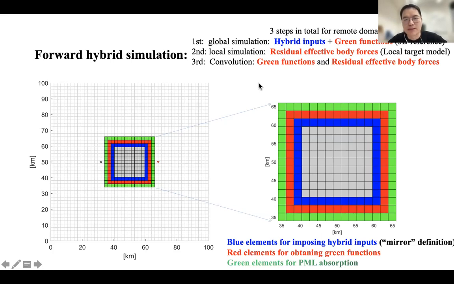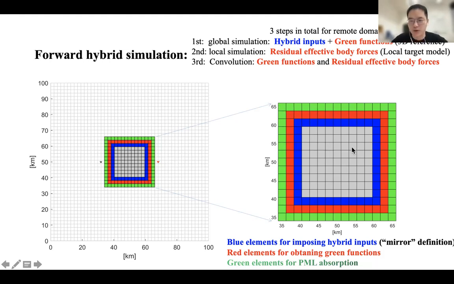We totally need three steps to do this kind of hybrid simulation. The first one is to do the global simulation. The blue part is the hybrid input, the traction and the displacement. When we do the global simulation from the source side, we record the traction and the displacement in this blue domain. And we do a global simulation and calculate the Green functions in the red location, and the green one is the PML absorption.